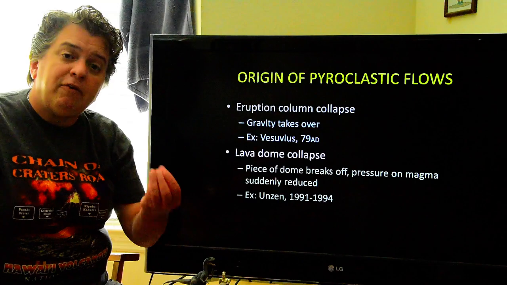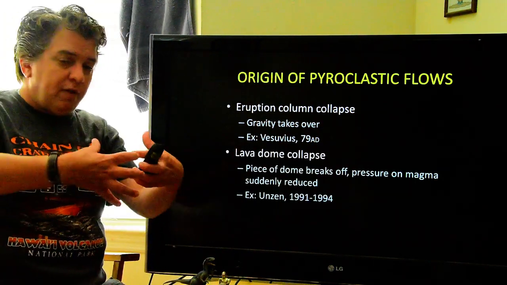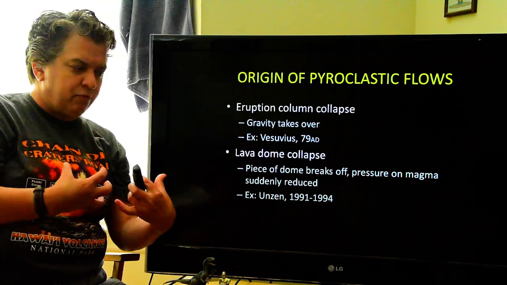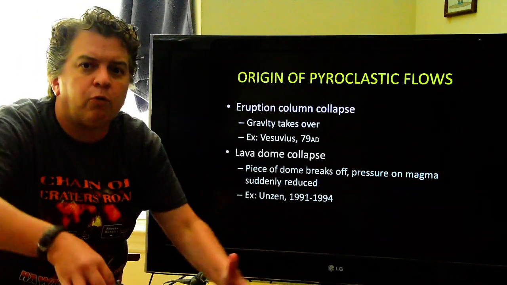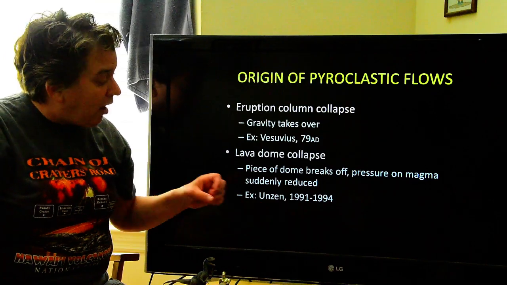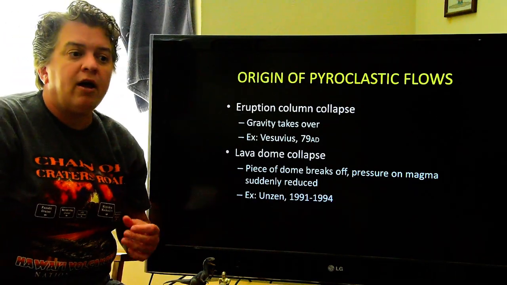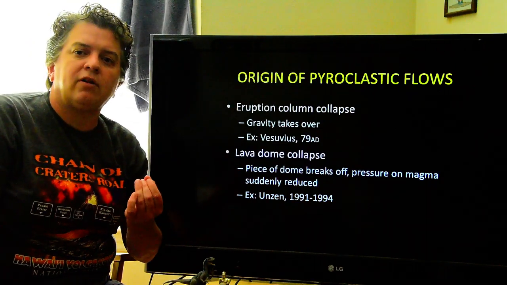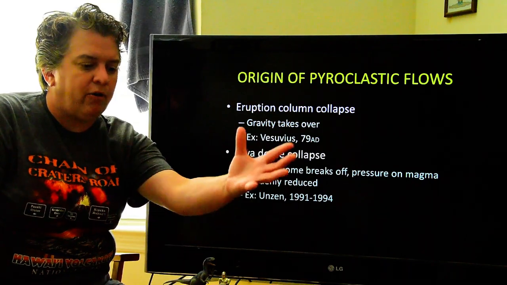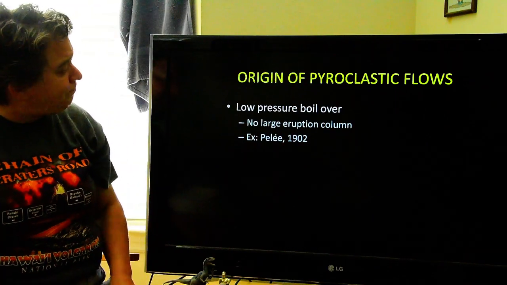You can also have lava domes collapsing, and that's where a piece of the lava dome breaks off, the pressure that was holding in all the gas and pyroclastics is reduced, so those explode outwards, creating a pyroclastic flow. This happened at Mount Unzen in Japan in 1991 to 1994. There were several hundred pyroclastic flows as a dome would build up, break, have a pyroclastic flow, and then would build up again, break, have another pyroclastic flow.